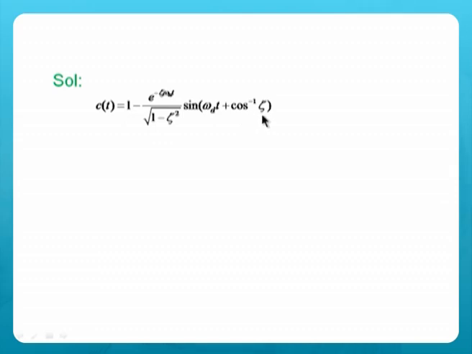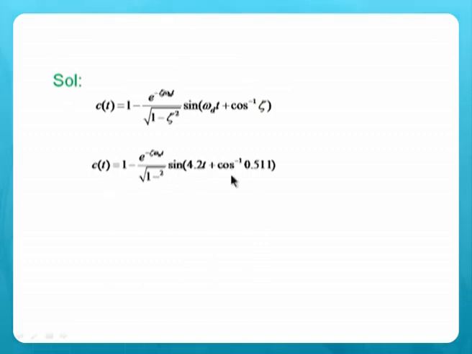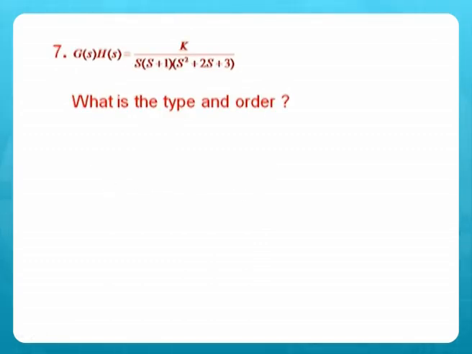As zeta is lying between 0 and 1, this function will become 0 as time approaches infinity, and this will remain in the steady state as 1. So for this previous problem, you may be asked to find out the time response. As you know zeta, as you know omega n, omega d and zeta, it is only substitution of all the values in the C of t. Let us move to the next problem.